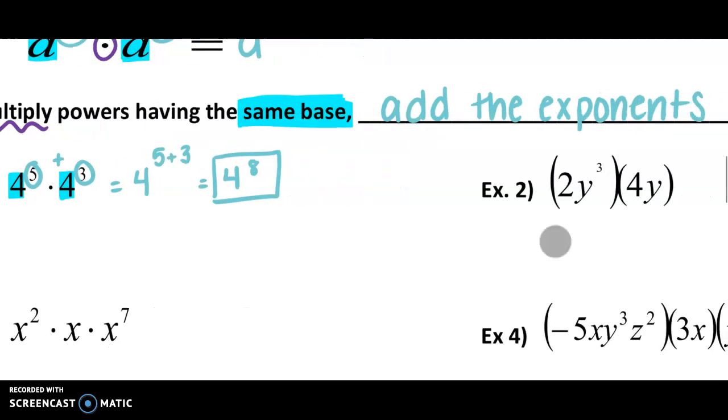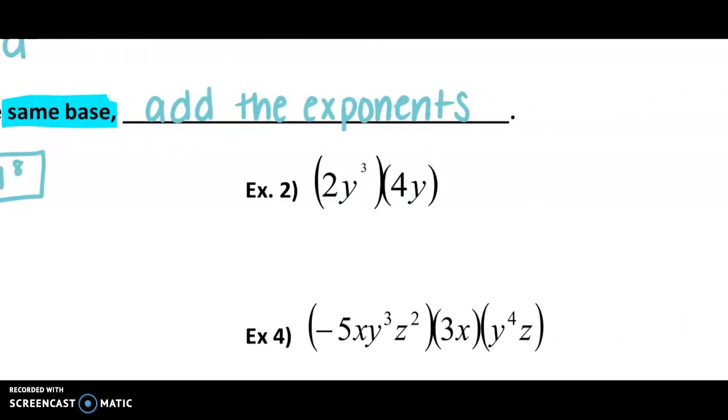Okay, so now let's look at a second example over here. Number 2 is starting to get into some more variables, more numbers. It's not as straightforward as it was before. So the first thing I want to point out is you have a 2 and you have a 4 out here. Those are not your bases. Your bases are the numbers or the variables that are directly next to the exponent. So that would be y and y.